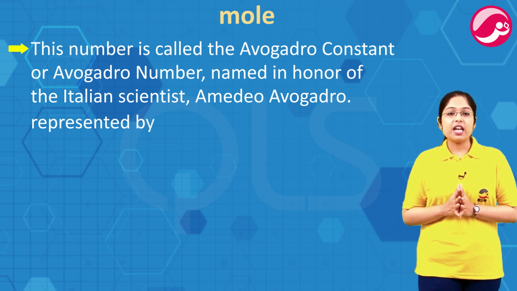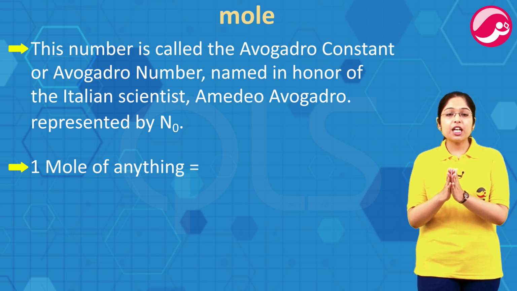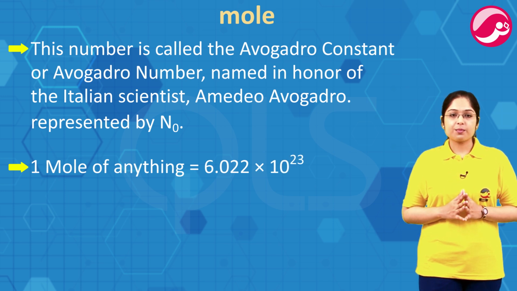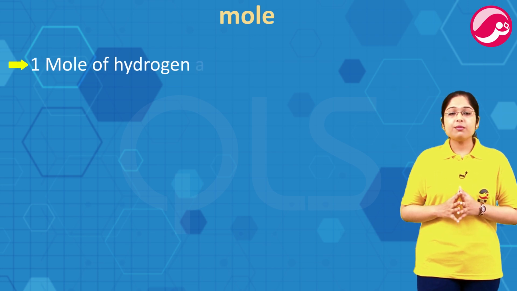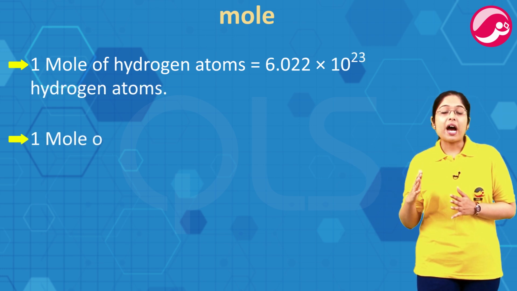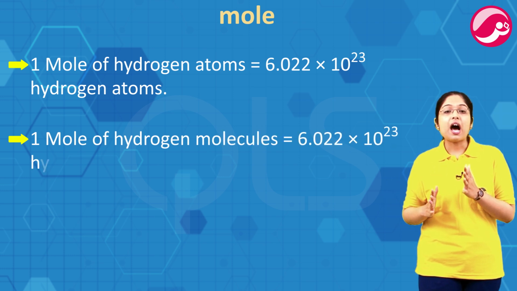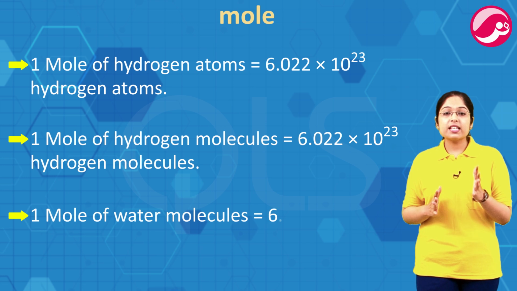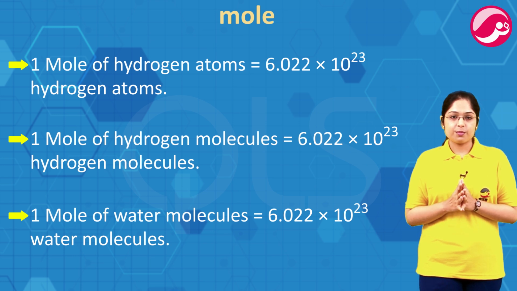It is represented by N naught. So, 1 mole of any substance is equal to 6.022 into 10 raised to the power 23 particles. So, number of particles in 1 mole. 1 mole of hydrogen atom is equal to 6.022 into 10 raised to the power 23 hydrogen atoms. 1 mole of hydrogen molecules is equal to 6.022 into 10 raised to the power 23 hydrogen molecules. 1 mole of water molecules is equal to 6.022 into 10 raised to the power 23 water molecules.